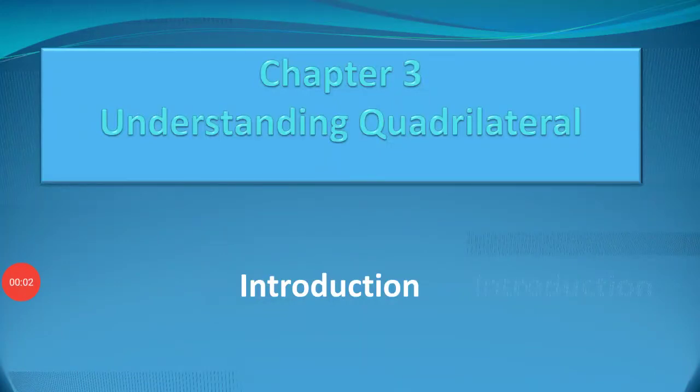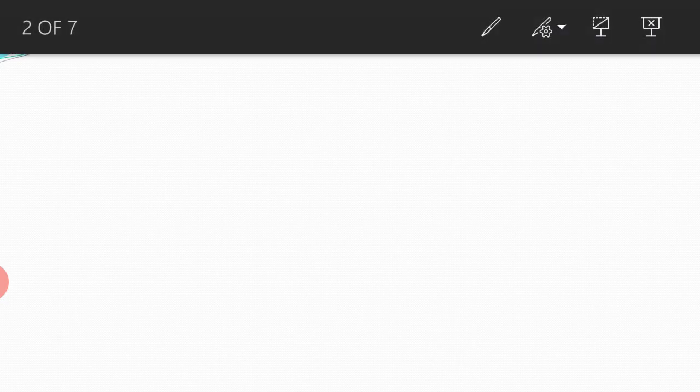Welcome students. In this video we are going to see chapter 3, that is understanding quadrilateral, and that is a chapter from geometry, and geometry is nothing but study of shapes. Is it clear? So we are going to study quadrilateral shape in this year. Now what is quadrilateral? Quadrilateral is a four-sided polygon.